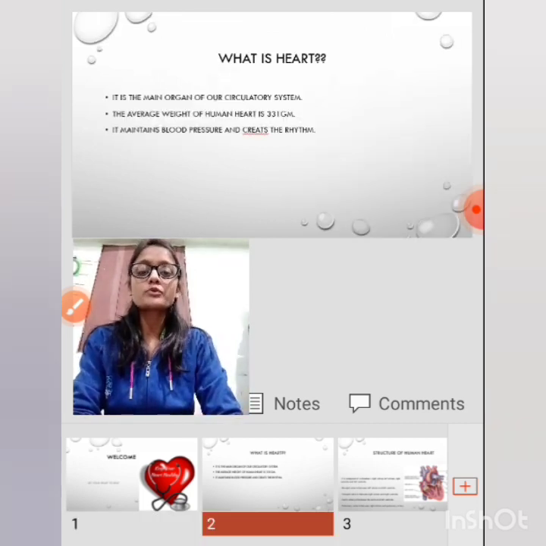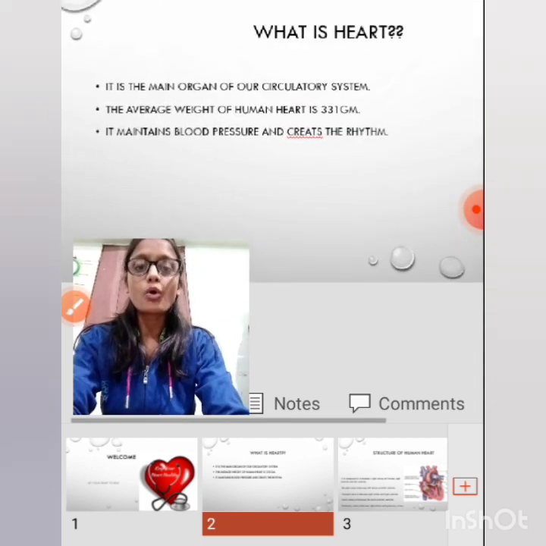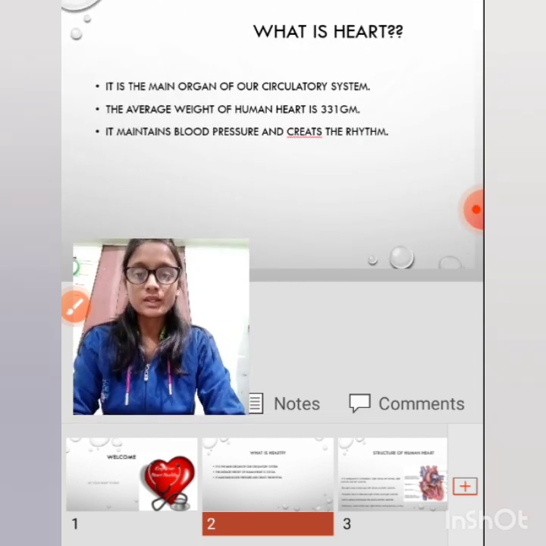At first we have to know what the heart is. It is the main organ of our circulatory system. The average weight of the human heart is 331 gram, but it really depends on age, sex, etc. It maintains blood pressure and creates the rhythm.